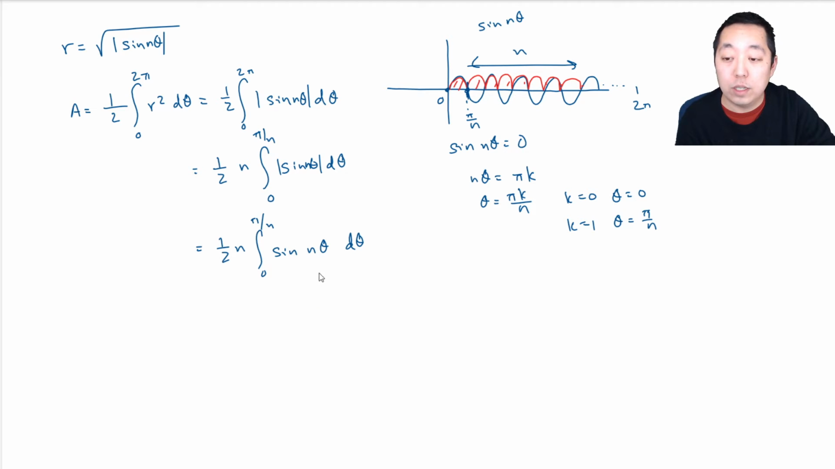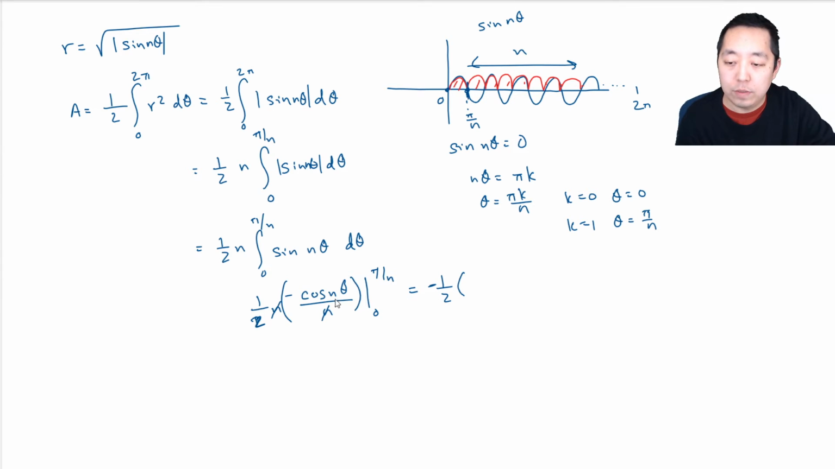And the integral of sine is negative cosine over n. And I still have the 1/2 n here, and I'm plugging this in from 0 to pi over n. So this n is going to cancel with that one. It's going to be negative 1/2 cosine of n theta, that's cosine of pi minus cosine of 0. This is negative 1 and this is 1, so it's negative 1/2 times negative 2, which is positive 1. So the area under all of this turns out to be 1.